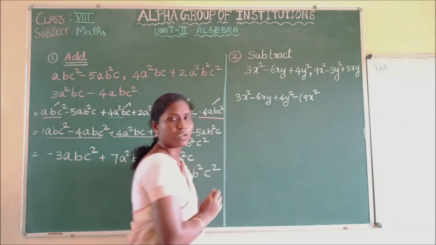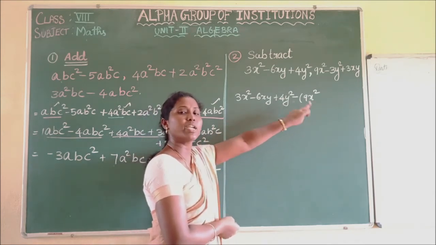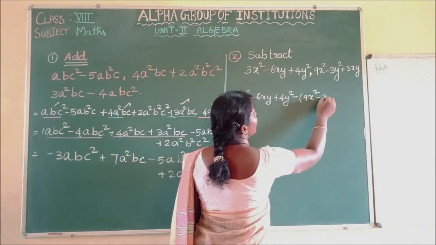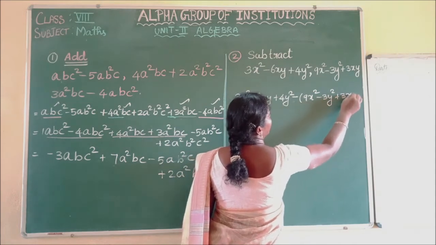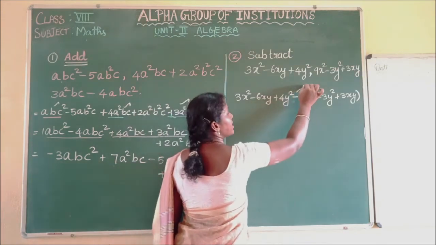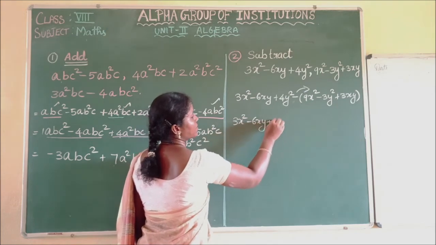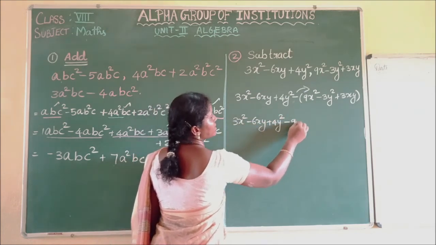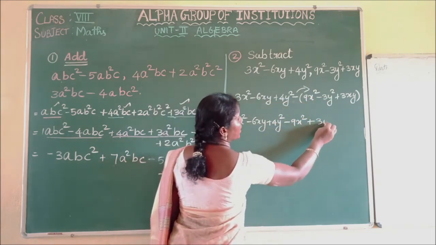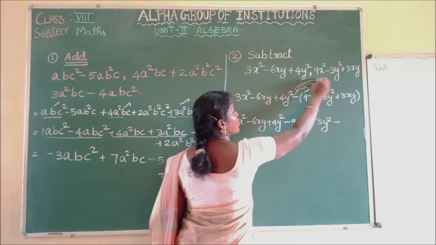We are having the three terms. The minus is common for all the three terms. So open a bracket. After that, the minus symbol should go inside for each and every term. So minus 3y square plus 3xy. We are going to subtract now. First get the sign inside, the subtraction sign inside the value. So 3x square minus 6xy plus 4y square minus 9x square. Minus into minus, the next term will become plus. So plus 3y square. Again, minus into plus will become minus. This minus is common for all the three terms.